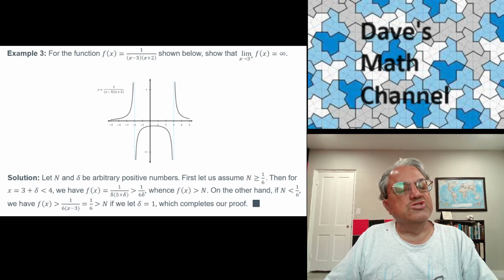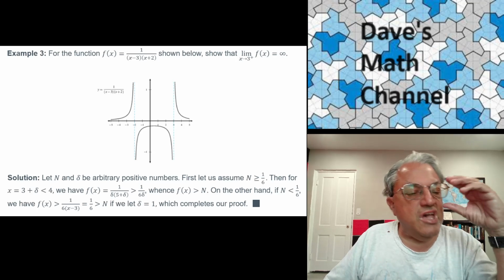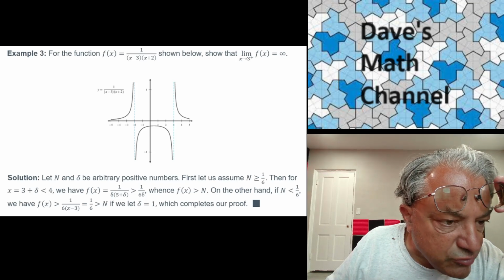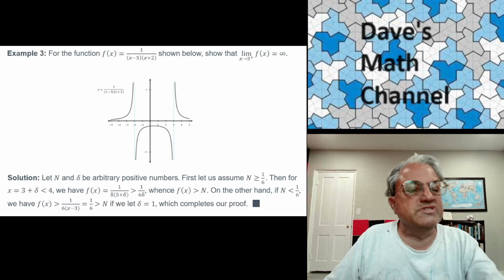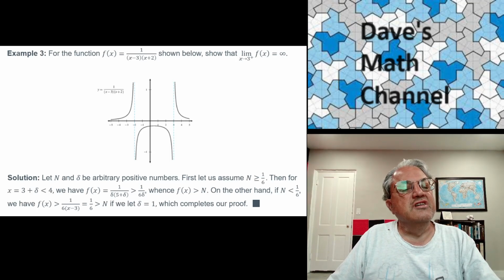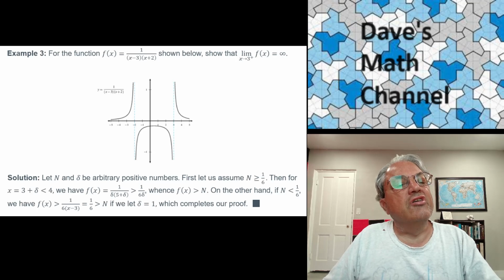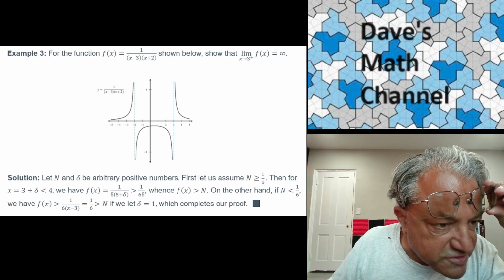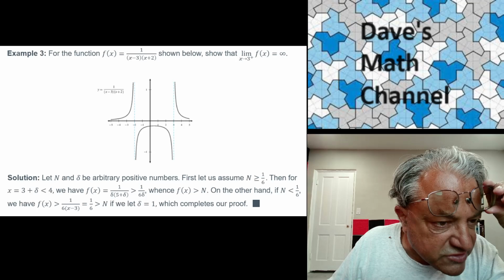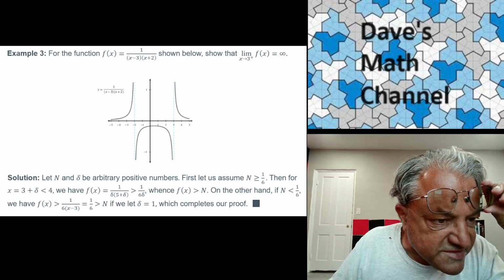And then we can just write x is 3 plus delta, where delta is less than 1, and then we can plug that in to the formula for f of x. And if you do that, you'll find that f of x, you can rewrite it as 1 over delta times 5 plus delta. 5 plus delta is just x plus 2 in this case. The thing you should note here is since delta is less than 1, that means that 5 plus delta is less than 6. So that means that 1 over delta times 5 plus delta is greater than 1 over 6 delta.